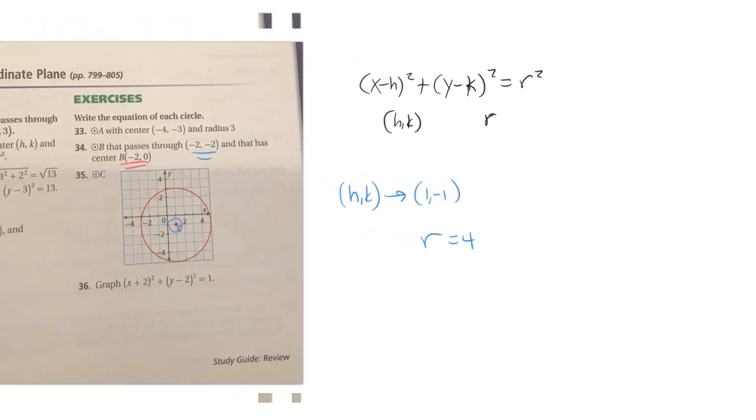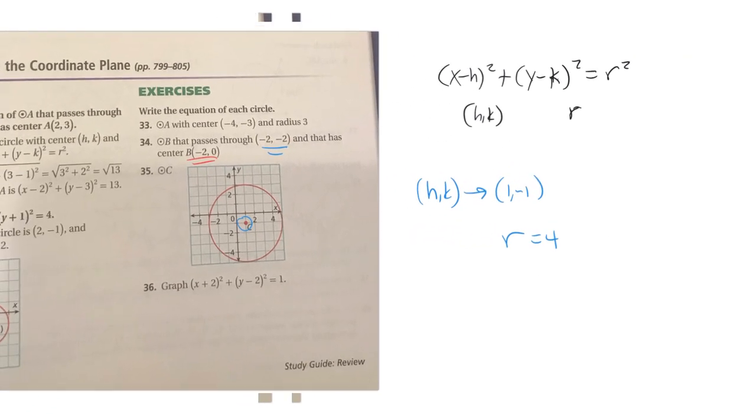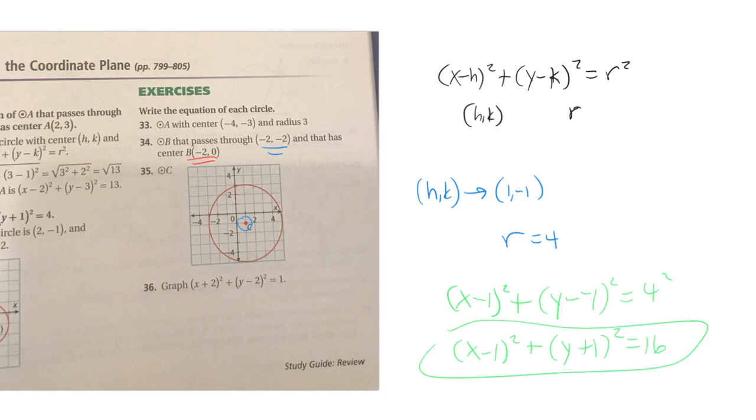At that point, we officially have enough information to fill out the equation of the circle. So that's going to be x minus h, which is 1, squared, plus y minus k, so that's y minus negative 1, squared, equals 4 squared, right? Let's clean it up a little bit. We have x minus 1 squared plus y plus 1 squared, and that's going to equal 16, right? And that's that one. Now they want us to actually graph something for problem number 36.